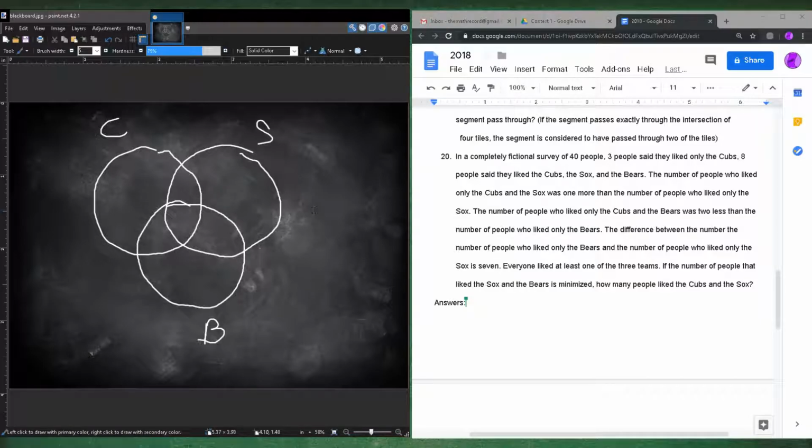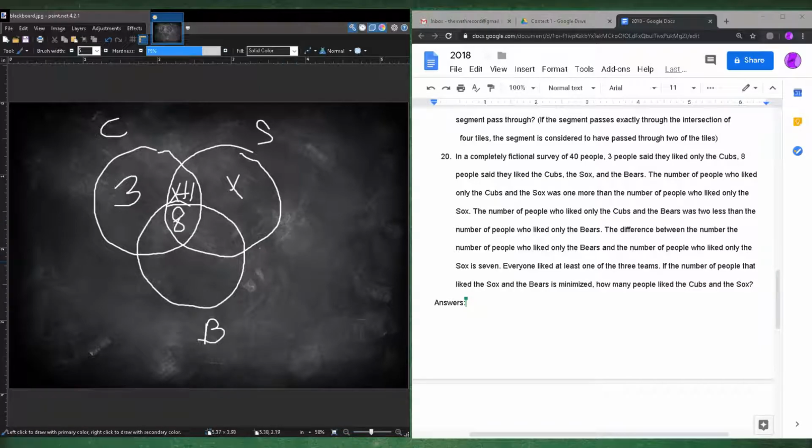And they said 3 people only like the Cubs. Okay, so there's 3. 8 people like all 3, the Cubs, Sox, and Bears, so 8 people is inside. The number of people who like only the Cubs and Sox, so right here, is 1 more than the number of people who like only the Sox. Cubs and Sox was 1 more than the number of people who like the Sox. So if X people like the Sox, that means 1 more like the Cubs and the Sox, which is right here, which is X plus 1.